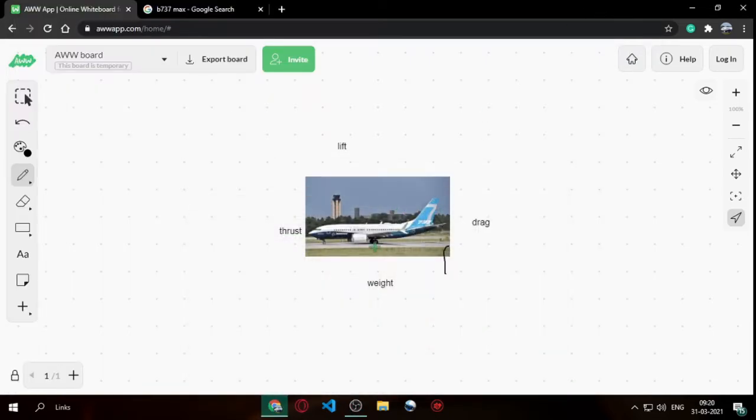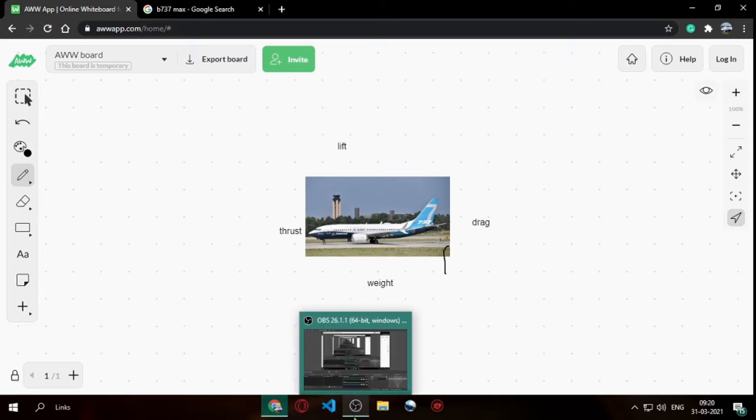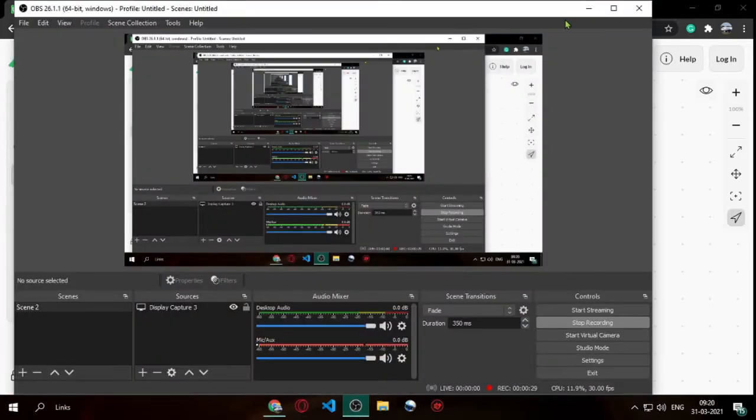So guys, now we first understand the four forces of the aircraft. So this is my aircraft. We have the 737 MAX here. So there are four forces: lift, weight, thrust, and drag. Okay. Now we will also understand the angle of attack. Once we understand the angle of attack, we can go ahead and continue our video.